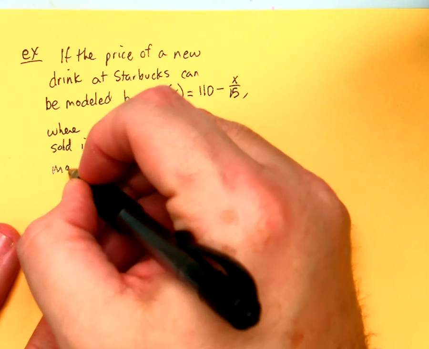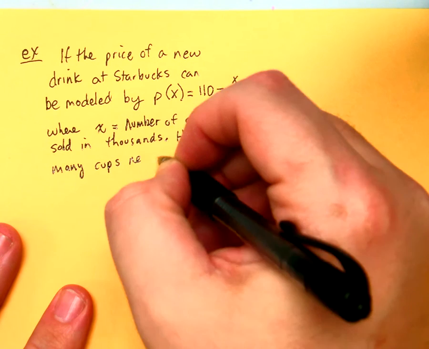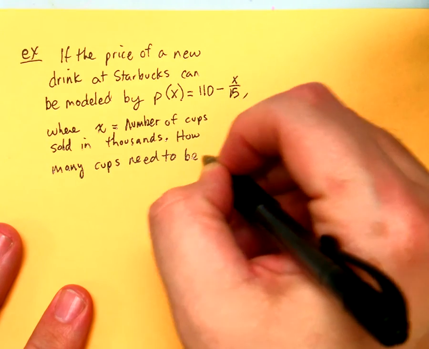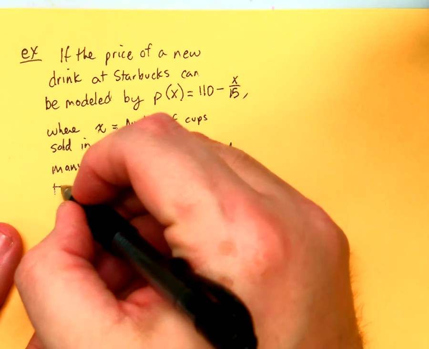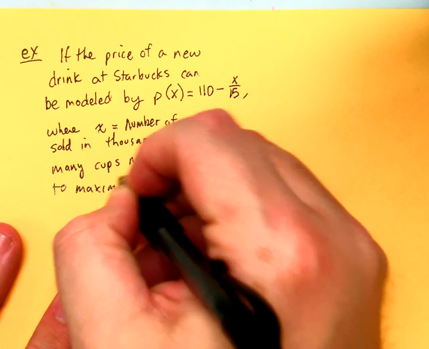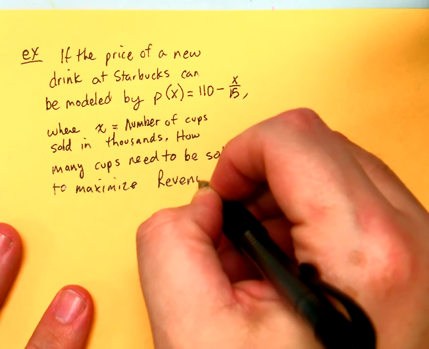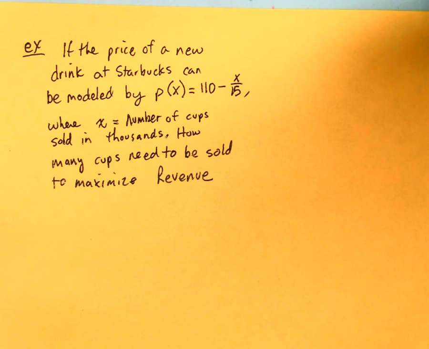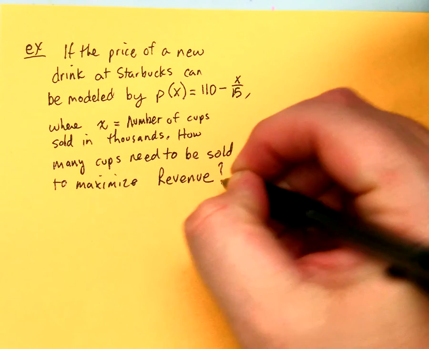How many cups need to be sold to maximize revenue? $110, yes. No, I need a number. It's an optimization problem, because we're trying to maximize the value here.